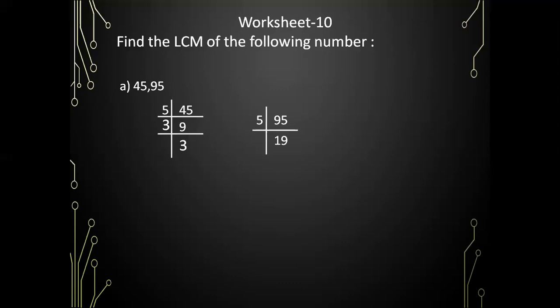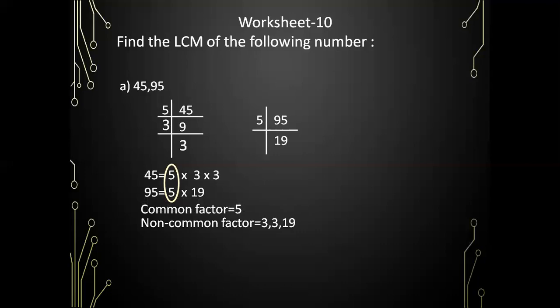Express these numbers as a product of prime numbers. 45 is equal to 5 into 3 into 3. 95 is equal to 5 into 19. Now, the number which is common to the two numbers is 5. Circle 5. For one circle, we need to take one number. The common factor among these is 5. And the remaining numbers are non-common factors: the remaining numbers 3, 3, 19.